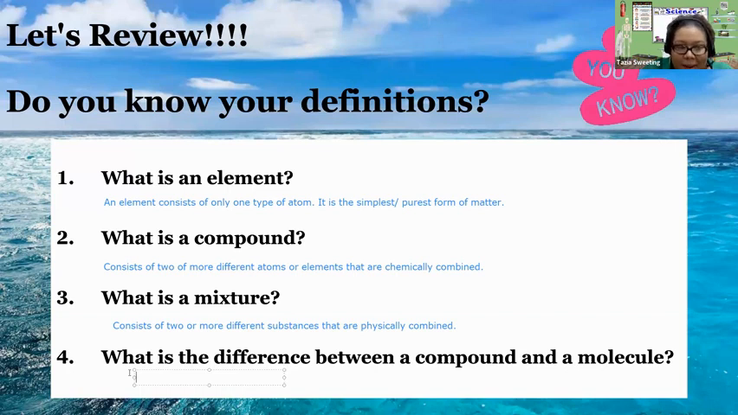However, with a compound, the substances that are joining together chemically must be two different things. So you're either going to have two different atoms chemically joining together or two different elements chemically joining together in order for it to be considered a compound. Anyone have any questions on that?